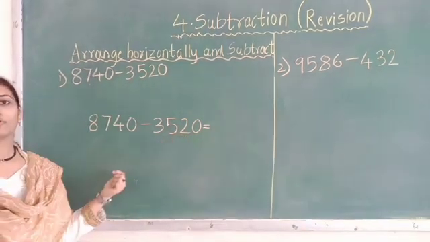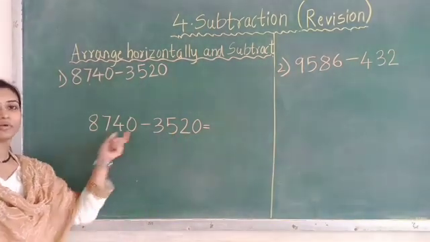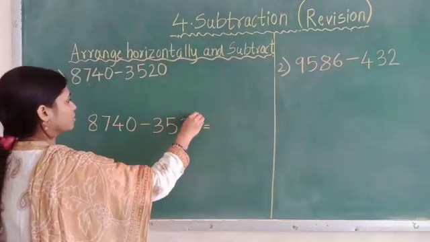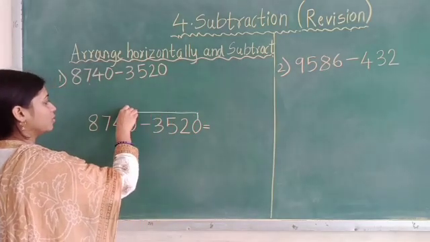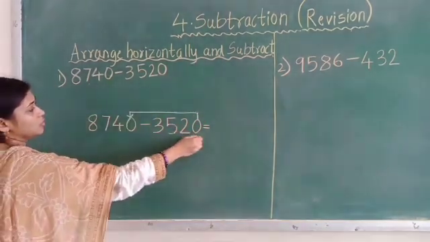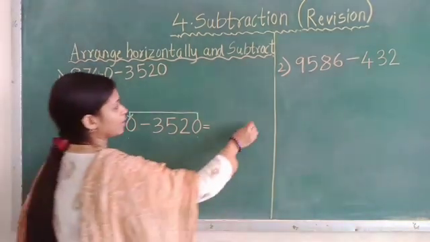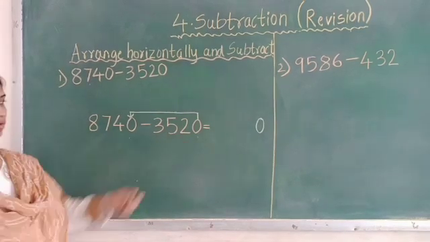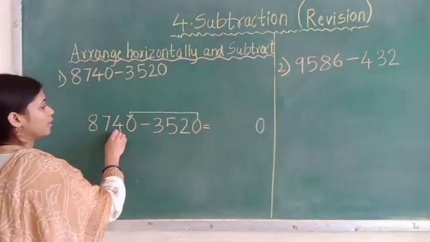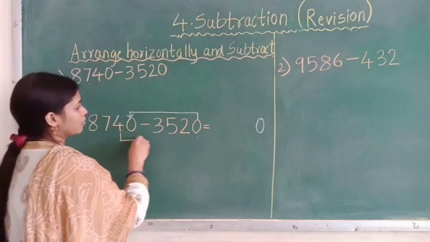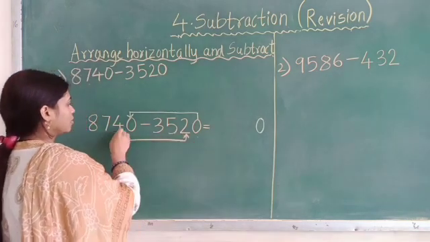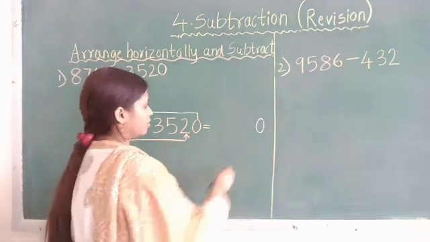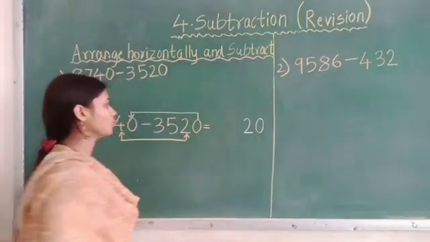Now we don't have to draw the table, we have to subtract in the horizontal manner. So we will start from the units place. 0 in the units place here and 0 in the units place here. 0 minus 0 is how much? It is 0. Now we will see the number in the tens place. What is in the tens place? 2 and here 4. 4 minus 2 is how much? 4 minus 2 is 2.